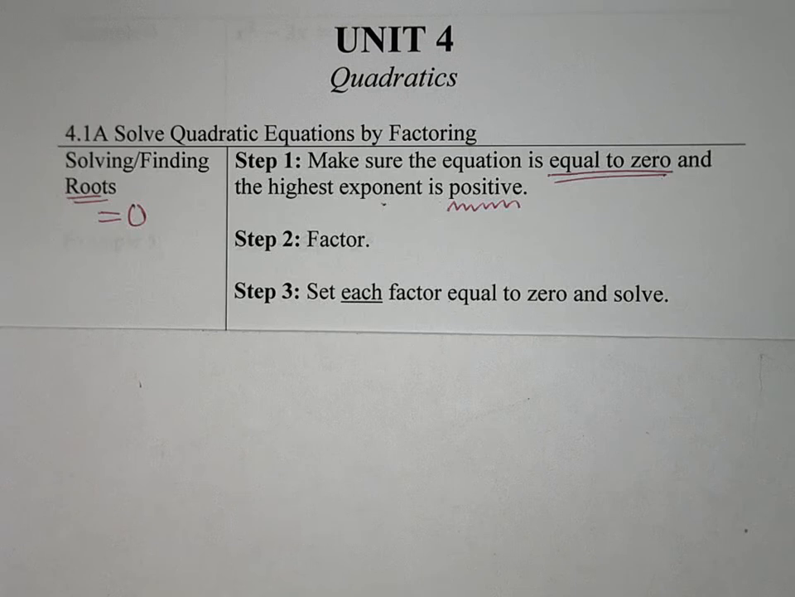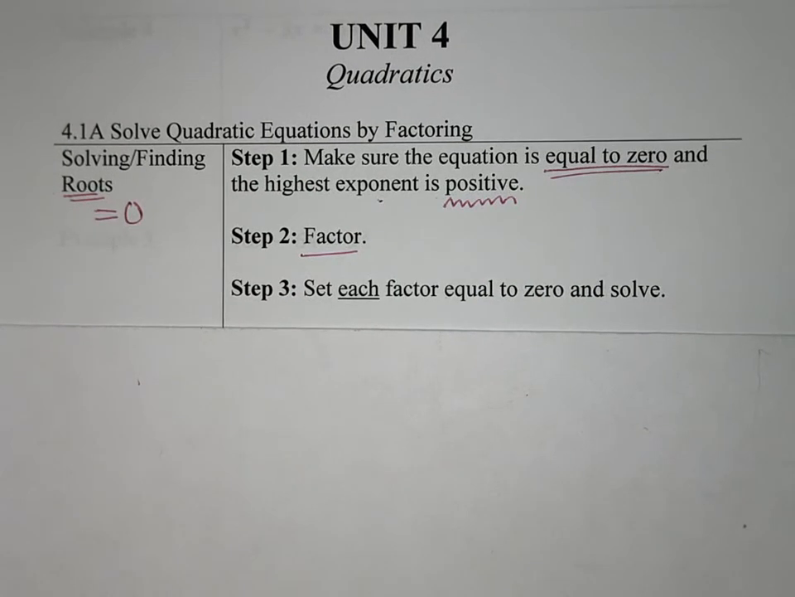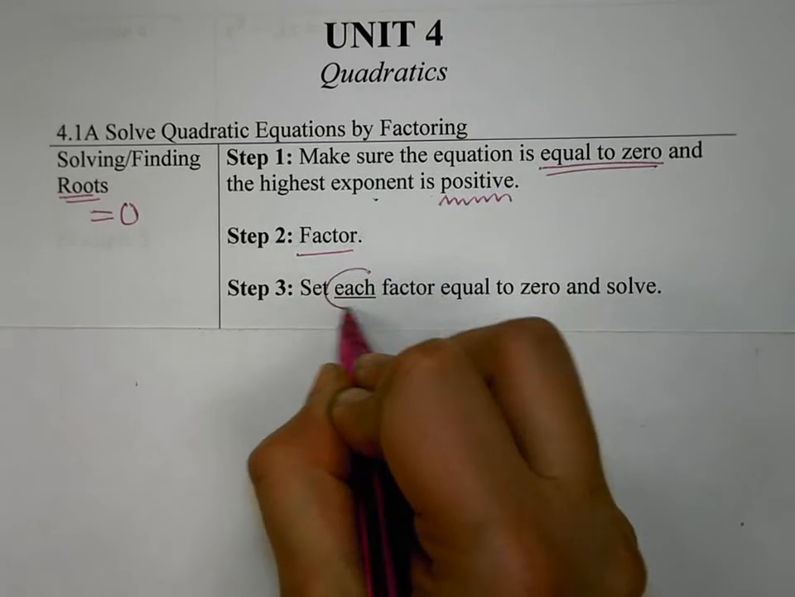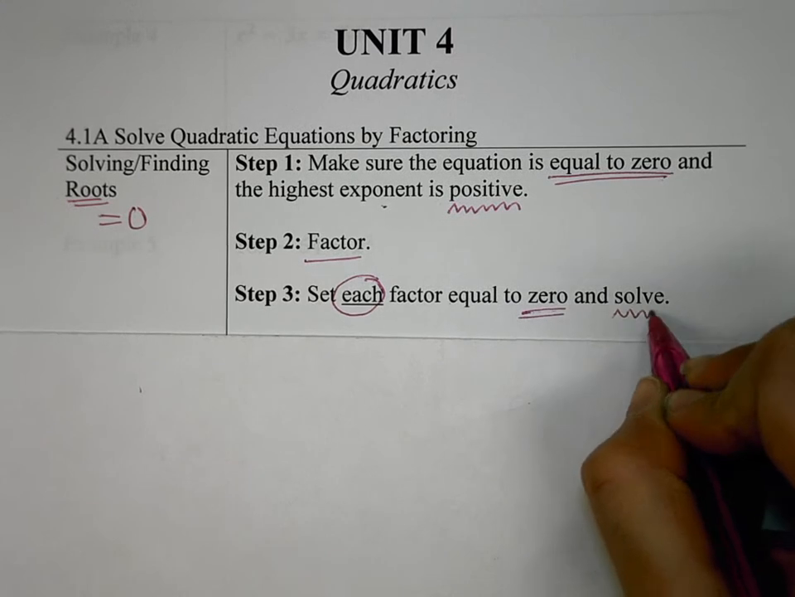So then we're going to be able to use one of our factoring methods, any of the 7 that we talked about in the previous unit. And then step 3, we want to set each of the factors equal to 0, and then we'll be able to solve.